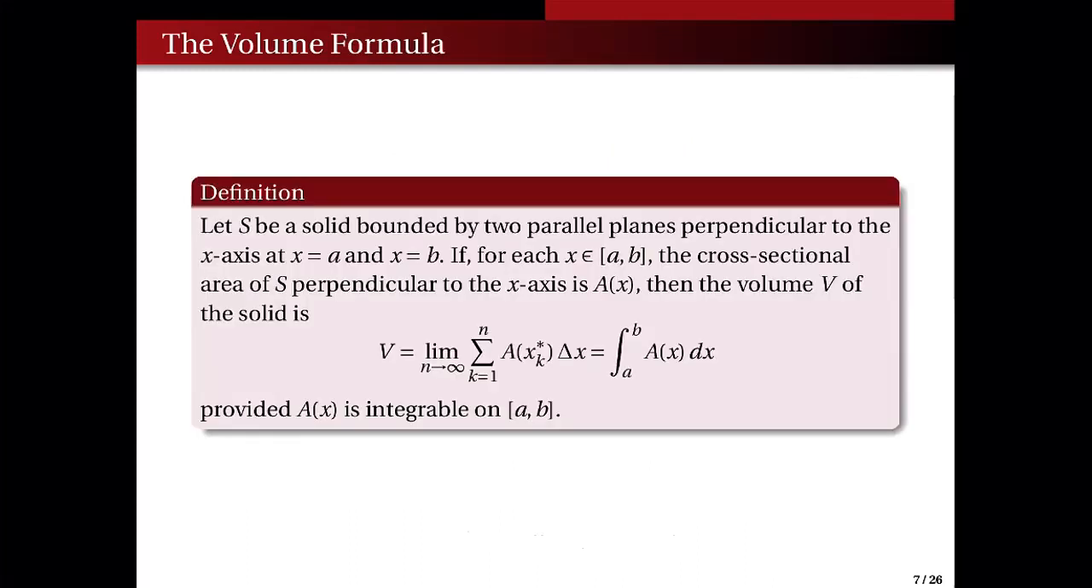Let S be a solid bounded by two parallel planes perpendicular to the x-axis at x equals a and x equals b. If for each x inside the interval AB, the cross-sectional area of S perpendicular to the x-axis is A of x, then the volume V of the solid is given by this, provided that your A of x is integrable on AB, meaning provided that this limit exists.